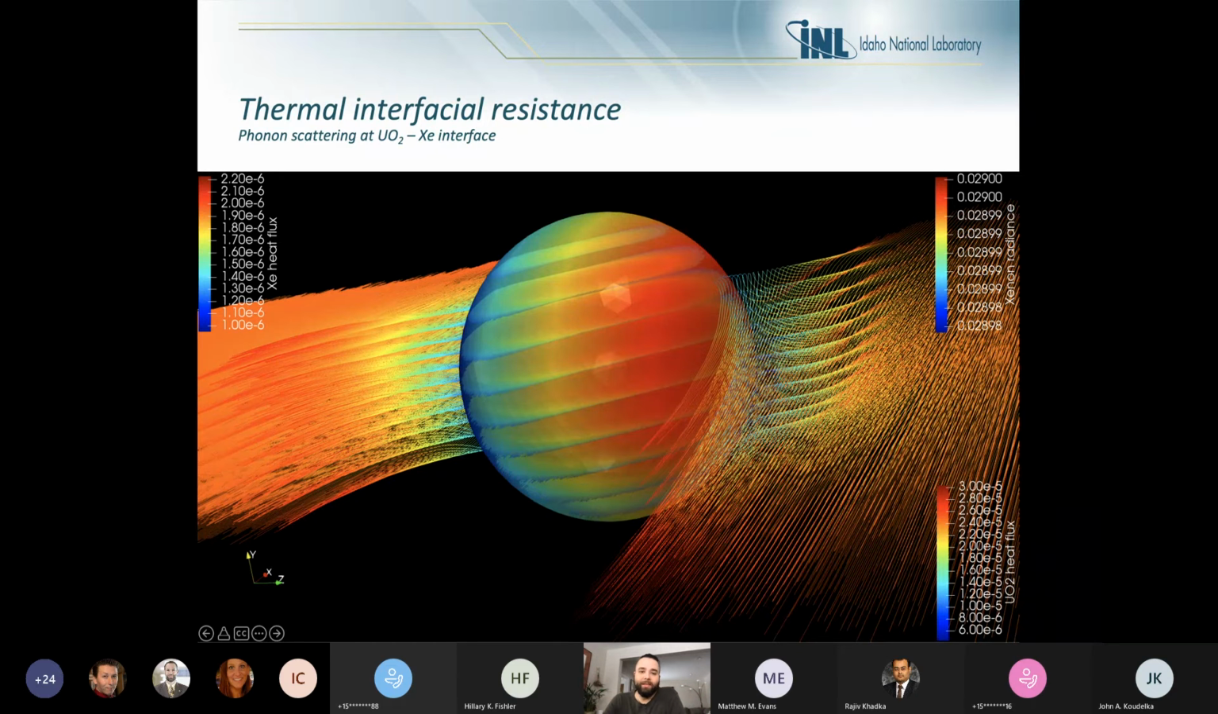Then these planes inside of the bubble show the heat flux inside the xenon bubble. There's larger heat flux in the center, and around the edges where the scattering is taking place, it's decreased as well. We'll get to a better view of that in a second. We use that thermal interface resistance model I was talking about, the diffuse mismatch model, to show how there's a temperature difference, a slip across that xenon bubble itself.